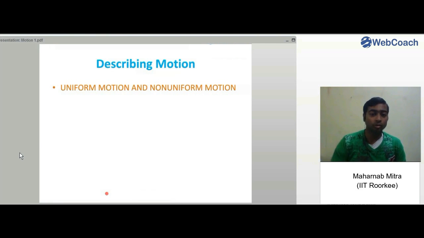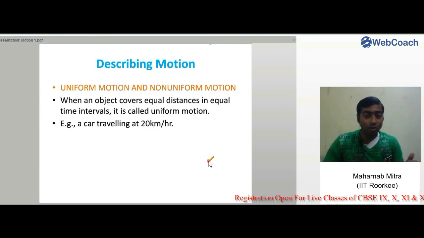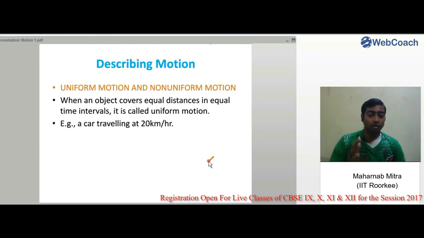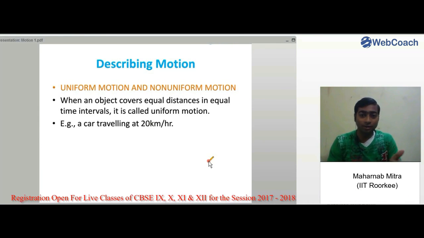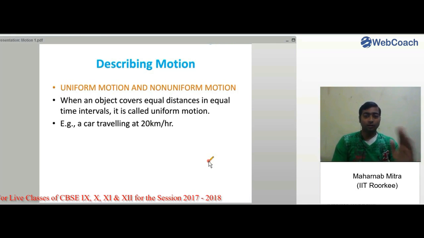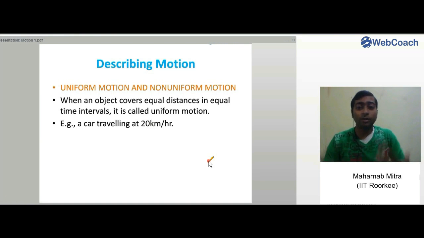Let's talk about uniform motion and non-uniform motion. Now I think from the name only you can guess what is uniform motion and non-uniform motion, but still let's look at it. When an object covers equal distances in equal time intervals, it is called uniform motion. Or a particle moves equal distances in equal time intervals, like in 5 seconds it covers 5 meters, and in the next 5 seconds it covers 5 meters once again, and again in the next 5 seconds it covers 5 meters once again. So this is a kind of uniform motion.